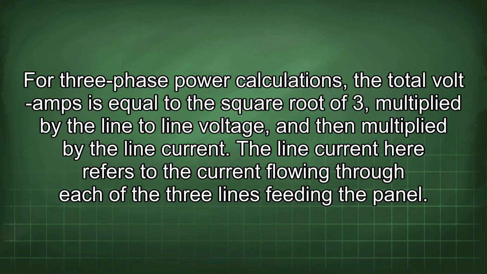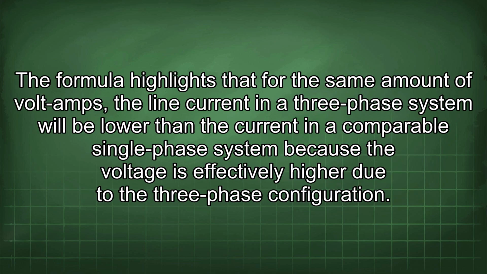For three-phase power calculations, the total volt-amps is equal to the square root of 3 multiplied by the line-to-line voltage and then multiplied by the line current. The line current here refers to the current flowing through each of the 3 lines feeding the panel. The formula highlights that for the same amount of volt-amps, the line current in a three-phase system will be lower than the current in a comparable single-phase system because the voltage is effectively higher due to the three-phase configuration.